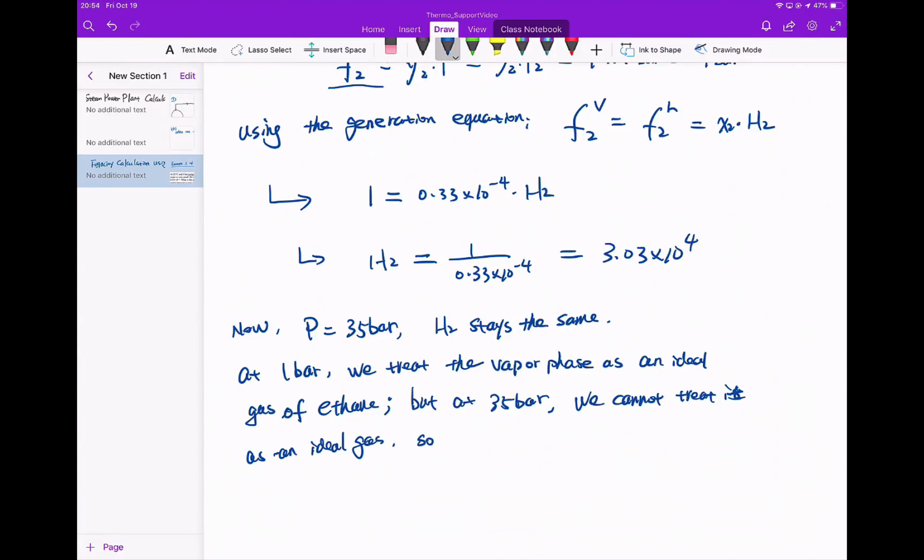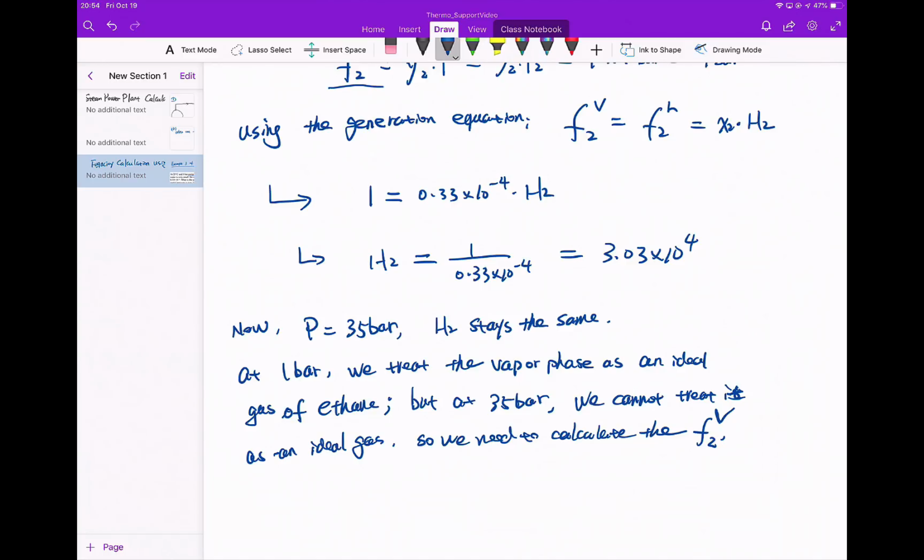So we need to calculate the fugacity of 2 prime in the vapor phase. Okay, that is the core.